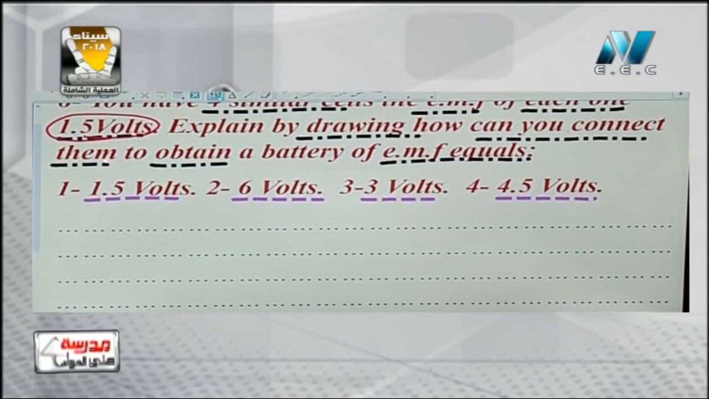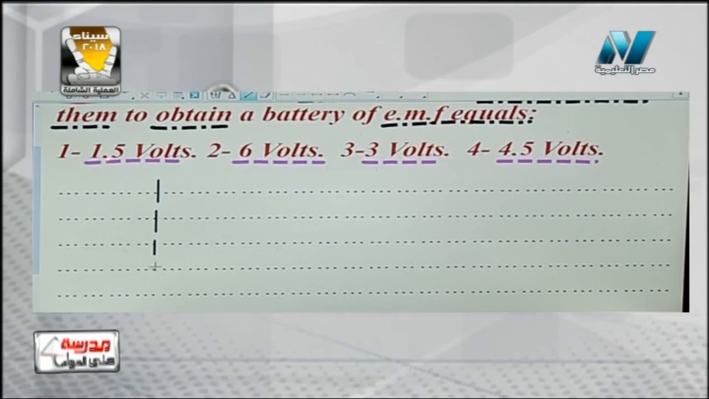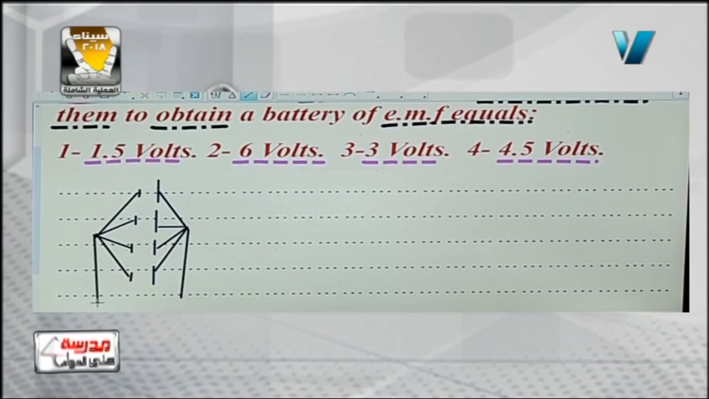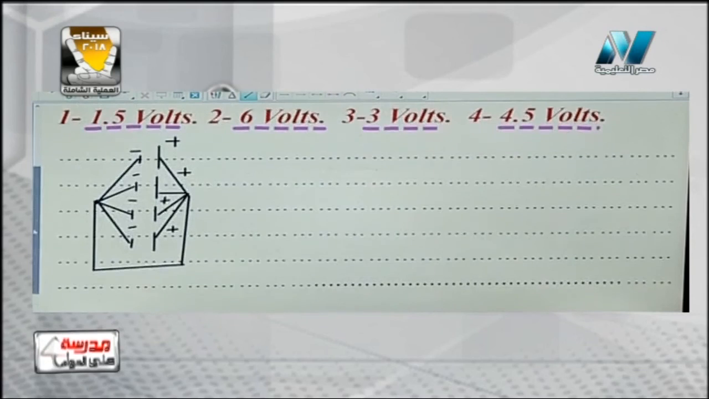So I have all in parallel in the first case. All positive poles are connected together, and don't forget they are 4 cells, so we must use 4 cells. And all negative poles are connected together as you see. So the electromotive force of the battery is 1.5 volts because we connect the cells in parallel here to obtain the minimum electromotive force. All positive poles are connected together and all negative poles are connected together. So here it is 1.5 volts.